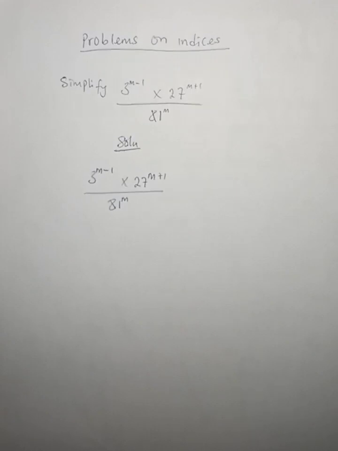We're going to be trying some problems on indices. We are to simplify this very equation using indices. First and foremost, indices is what deals with numbers of the same base, but 3, 27 and 81 are not the same base. But that will not be a problem because there's a way out.